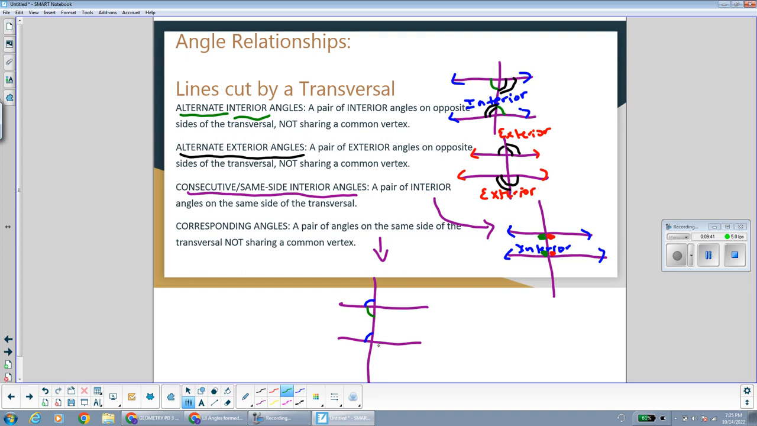Bottom left. Over here, we also have a bottom left. Top right. Here we also have a top right. And finally, bottom right would be corresponding to bottom right over here. So angles that are in the same position where the lines meet the transversal.